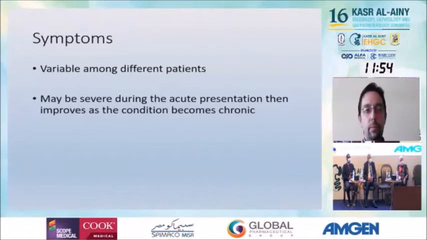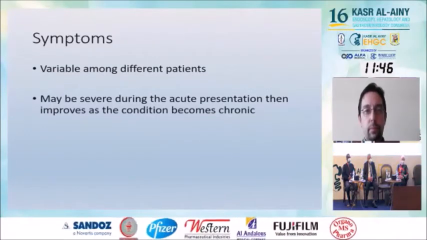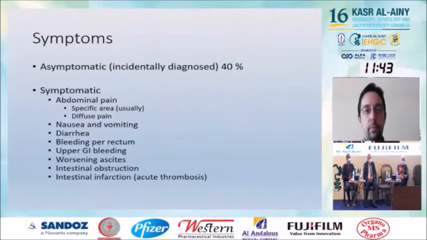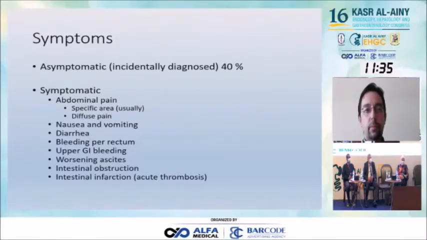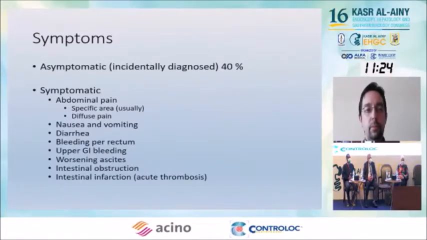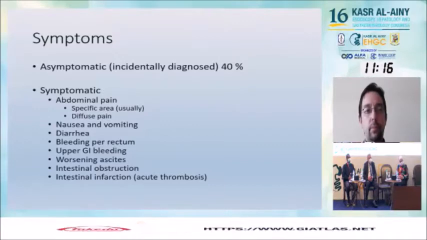Symptoms are variable among different patients. They may be severe during the acute presentation, then improve as the condition becomes chronic. Patients may be asymptomatic and incidentally diagnosed in 40% of cases. When they are symptomatic, they may present with abdominal pain, which is usually in a specific area where the intestinal loops are more congested, or diffuse pain, nausea and vomiting, diarrhea, bleeding per rectum, upper GI bleeding, worsening ascites, intestinal obstruction, or intestinal infarction in acute thrombosis.